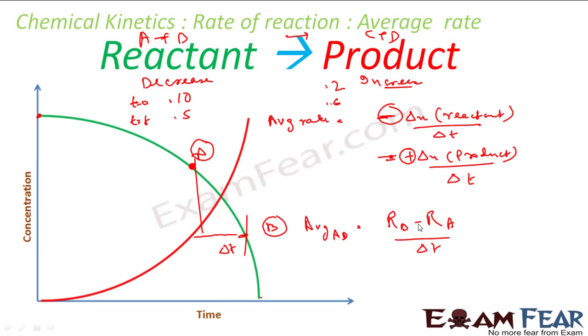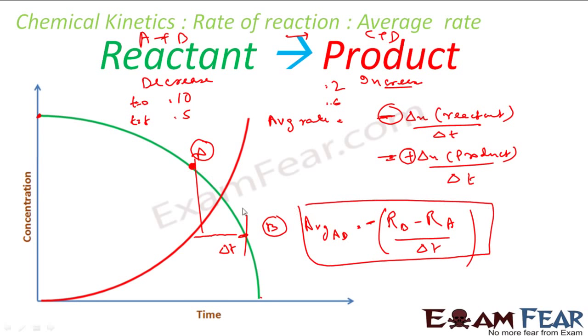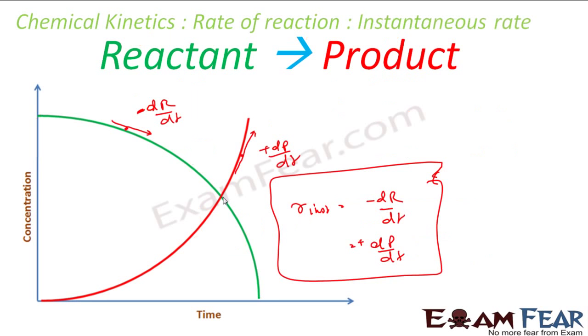Correct? And if you see, R at B will be less than R at A, so there has to be a negative sign because it is for the reactants. For reactant it was minus of delta reactant by delta t. So this is my average rate between these 2 points A and B. Correct? So when you talk about the average, you have to talk about the average rate of reaction between 2 points. When you talk about instantaneous, you have to talk about the instantaneous rate of reaction at a given point of time. Right? 2 point average, 1 point instantaneous.